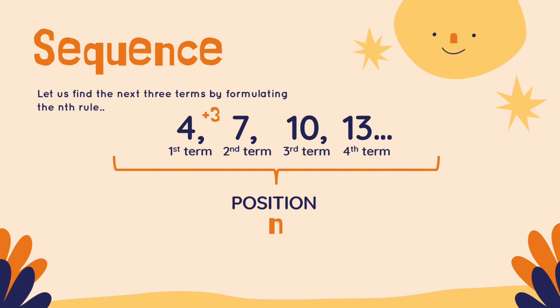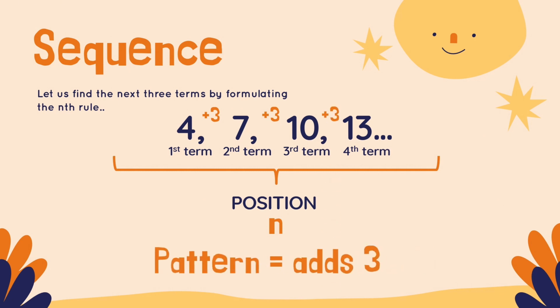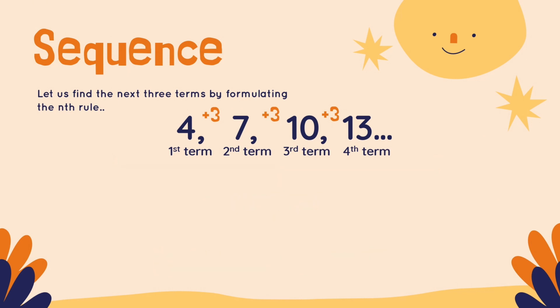That is plus 3. 4 plus 3, that is 7. 7 plus 3, that is 10. 10 plus 3, that is 13. So our pattern is plus 3. So, if that is plus 3, we can use the formula 3 times n.